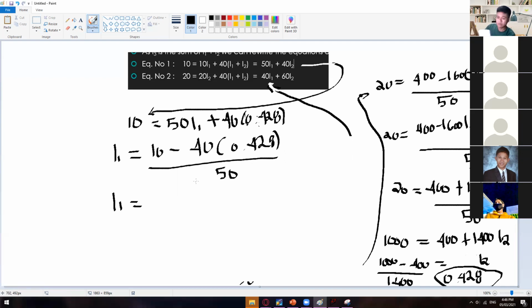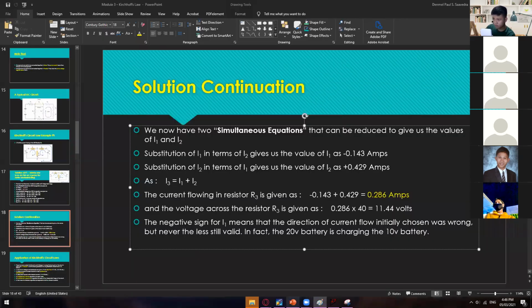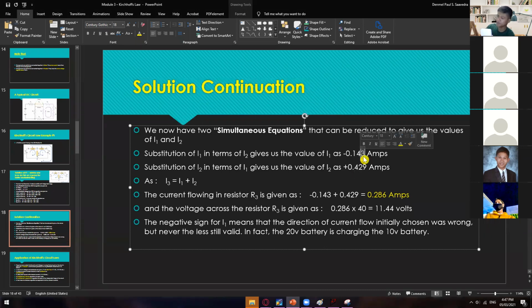So from here, we will get negative 0.1424. So did you guys get the same answer? Yes, sir. So let's see, 0.1424. So here it's 0.143 since we used 0.429. So that is why we have a higher decimal number. Anyway, so yeah, we have the same answer.